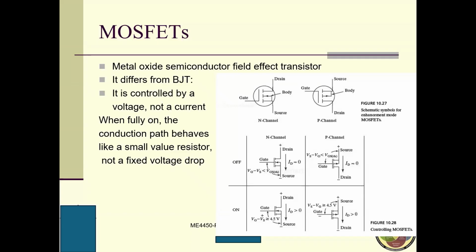For the NPN, the arrow goes out, but for the MOSFET, the arrow goes in, and they have the same working principle. We call it the metal oxide semiconductor field effect transistor. It's a very long name. It differs from the BJT, the bipolar junction transistor. It is controlled by voltage, not current. And when fully on, the conduction path behaves like a small-value resistor, not a fixed voltage drop. So this is the difference between the MOSFET and the BJT.